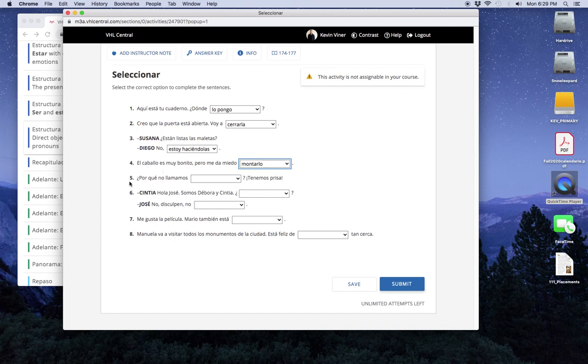Good. ¿Por qué no llamamos a la empleada? Tenemos prisa. La empleada, la o lo. Pause it. Here would be a la empleada. This is an example of on the slide when it was talking about the personal a, right? Because la empleada is a person, so that's the only one that makes sense there.